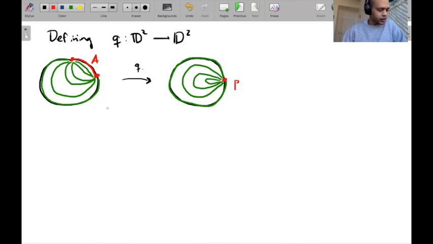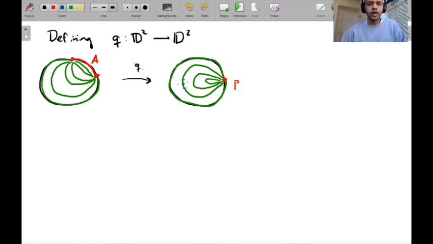The only thing that you might ask is why this map is continuous. That's an important thing that we need. And I think away from any point other than P, it's easy to see that this map is continuous.